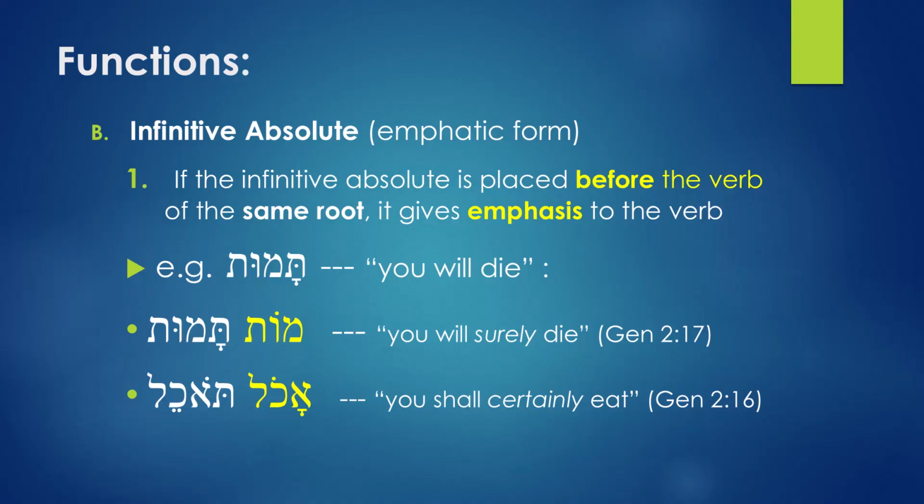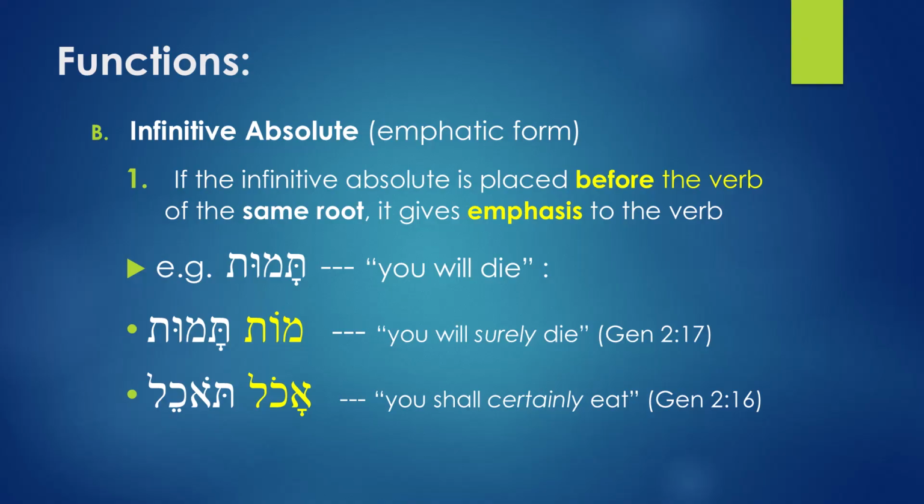And we're saying, when the infinitive is placed before the verb, and this is a verb of the same root, you can see mot is coming from mut. Both of them mean to die. But since you have the infinitive placed before the verb, and both of them are coming from the same root, the function of the infinitive is that it's emphasizing the verb. And so how you translate it is, you will surely die. The word surely there is coming from the infinitive. Instead of saying, to die, you will die, the translation is going to be, you will surely die.